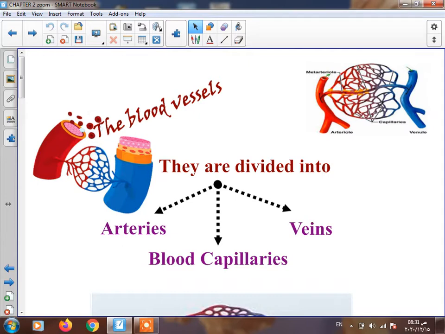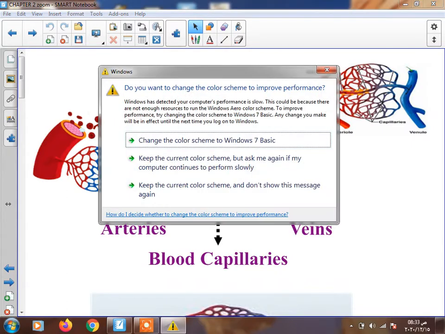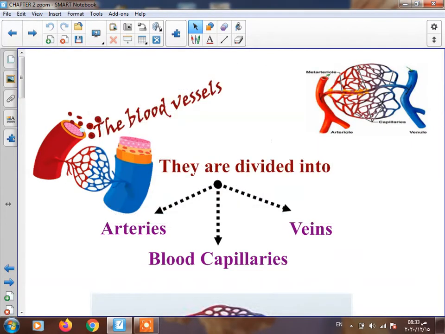We have two blood vessels connected in a direct way with the heart, which are artery and vein. So artery and vein are connected directly with the heart: artery is connected with the ventricle, but vein with the atrium, okay? And the location of blood capillaries is found where? Found between cells, okay? So now we will study in more detail the structure of artery and vein, okay?